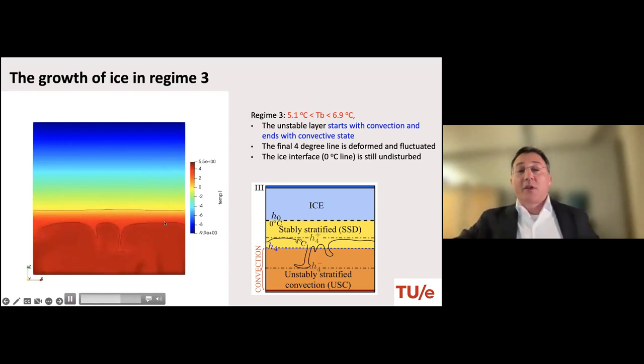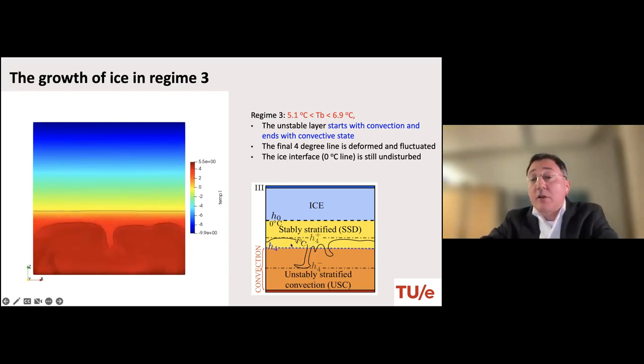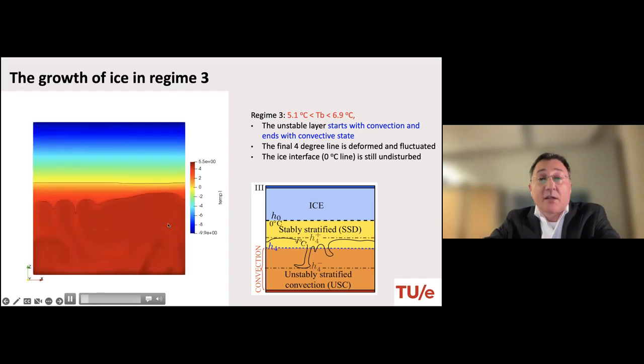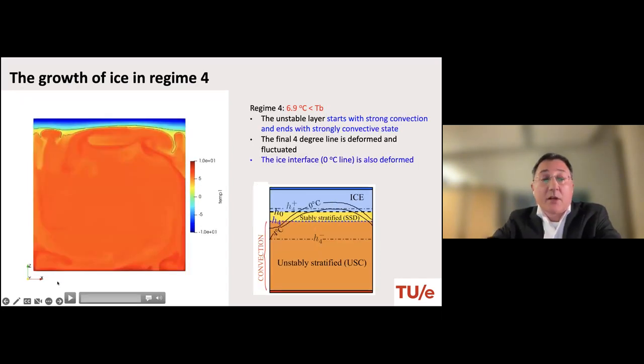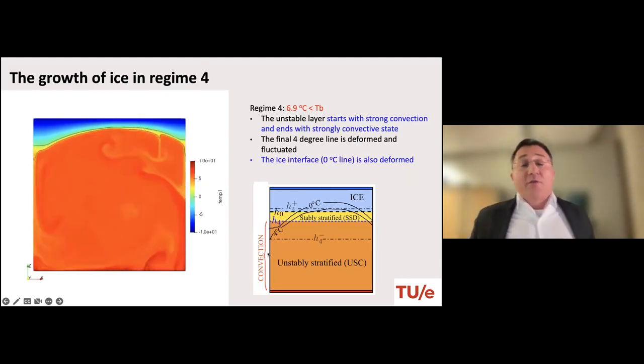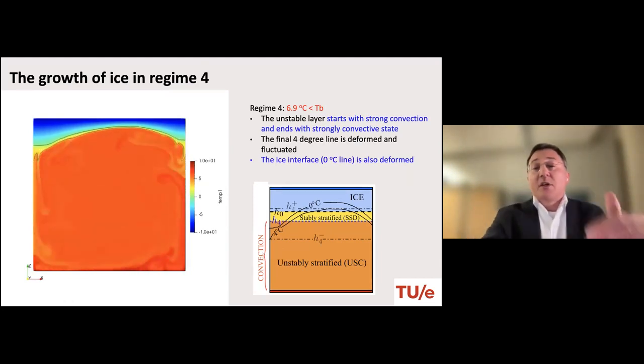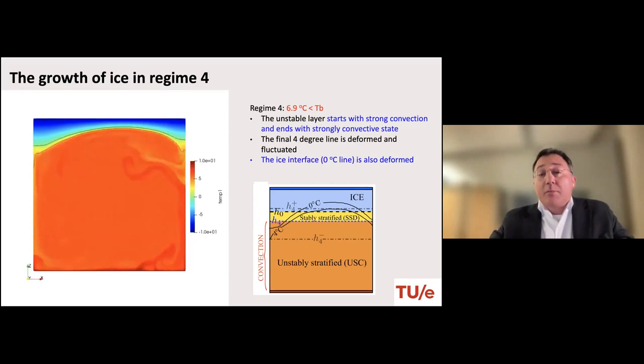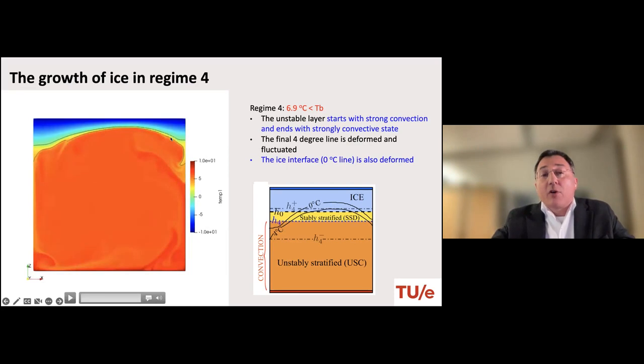Okay, so you see that the 4 degrees isothermal is actually not a constant line, but is fluctuating between H4 plus and H4 minus, as we call it here. And then there is the last regime, regime 4. In regime 4, you have such strong turbulence in the stable stratified region that it pushes through even the stable stratified layer, and it is going to deform the morphology of ice.